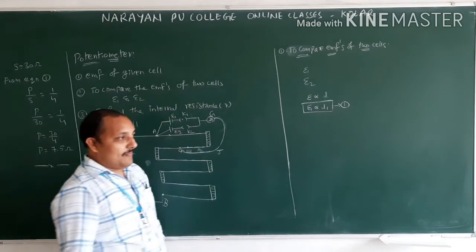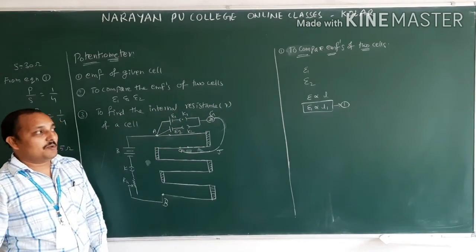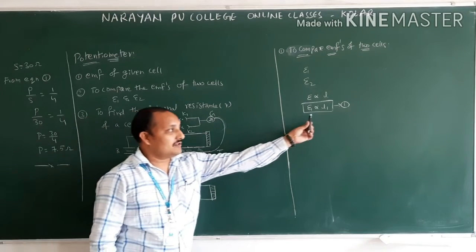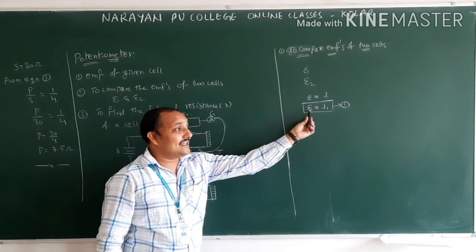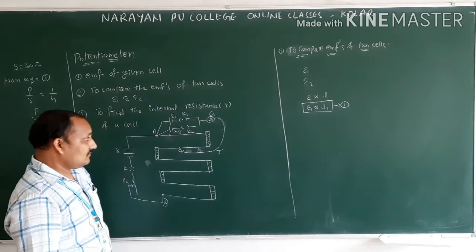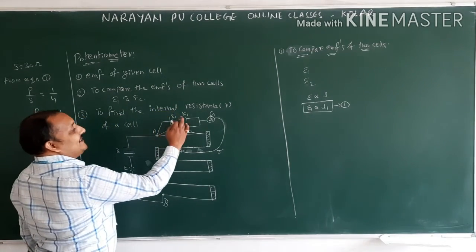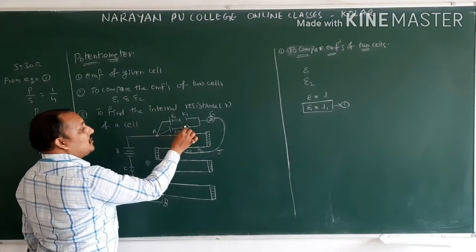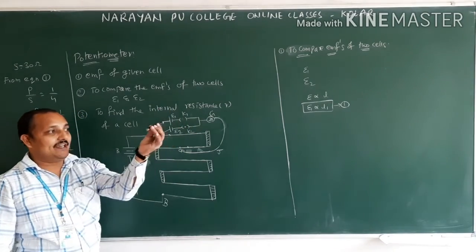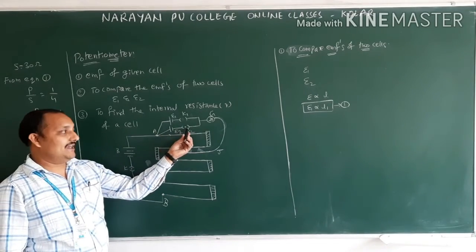According to the principle of potentiometer, we wrote E1 is directly proportional to L1. Here L1 is the balancing length whenever E1 is in the circuit. Next, open key K1 and close key K2.